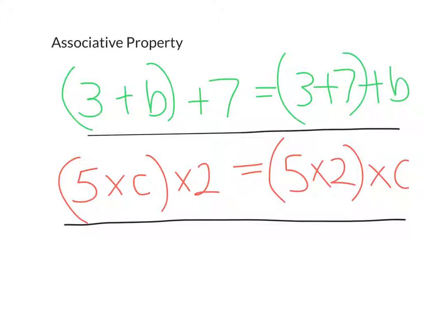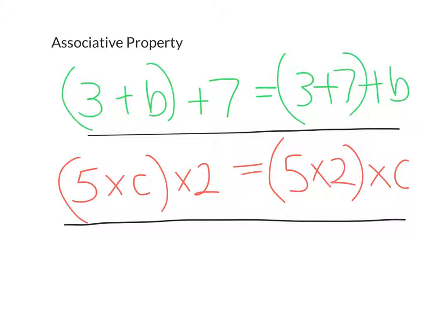So if we look here, 3 plus b would be the first thing we do because that's in parentheses according to order of operations. And then we'd add the 7. But according to the associative property, it doesn't matter what order I do it in. I can go ahead and choose to do 3 plus 7 first and then add the b, because since it's all addition, it doesn't matter.